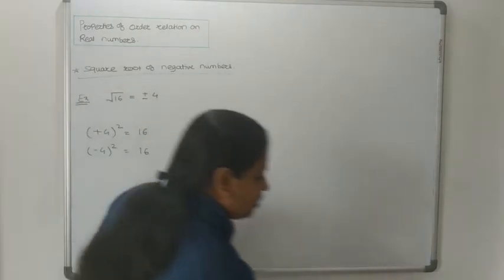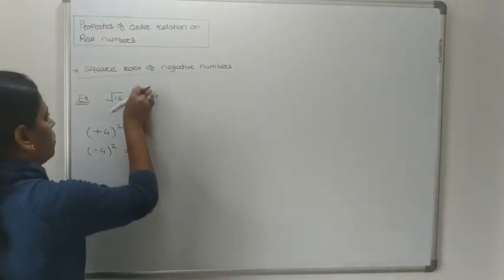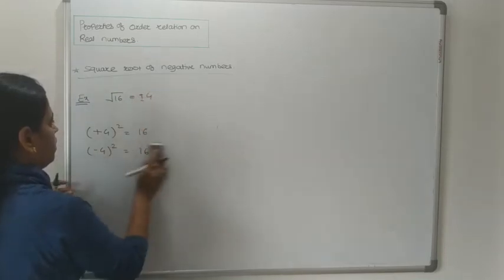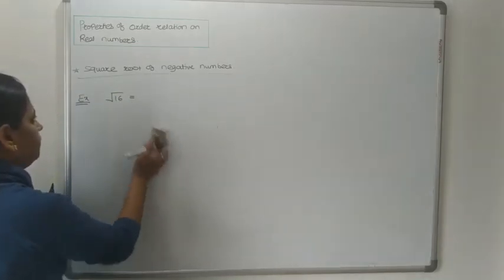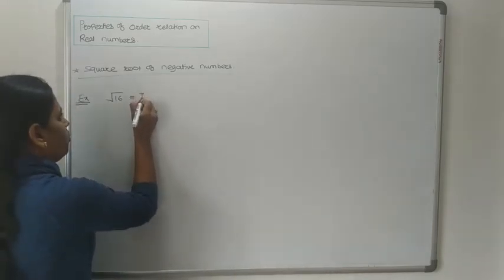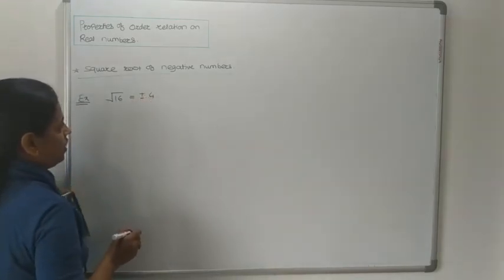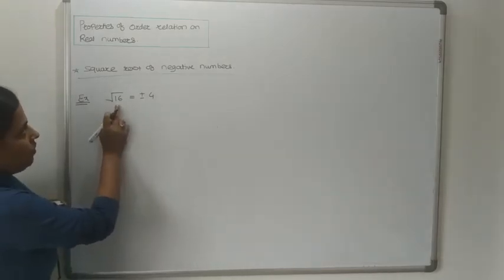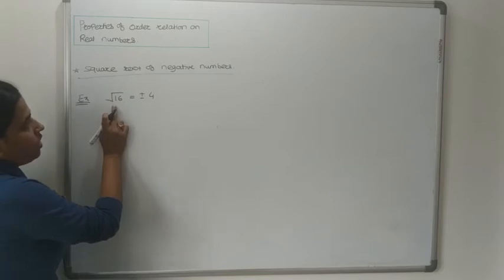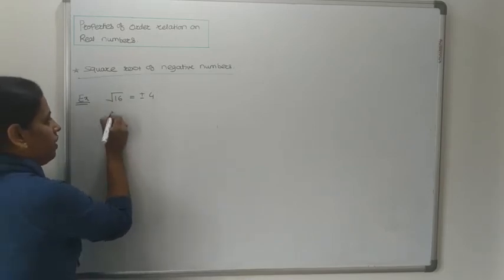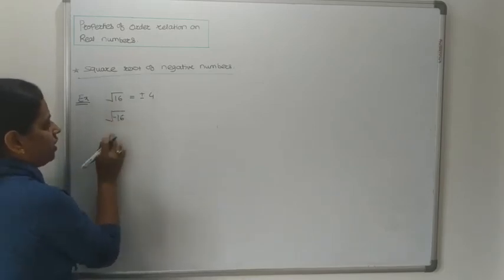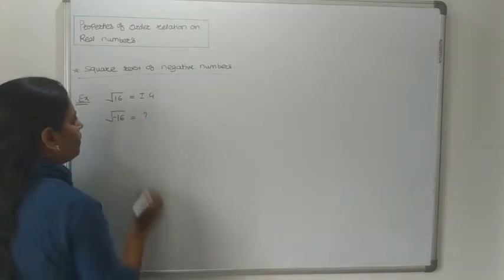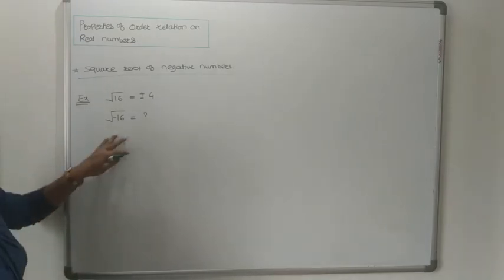Usually we write only 4, but remember that it is plus or minus. Clear? So, square root of 16 is plus or minus 4. Now, the next thing: this is a positive number. We have to take the square root of a positive number, that is 16. But when we talk about negative numbers, that means minus 16, then what happens? Then which number do we get?